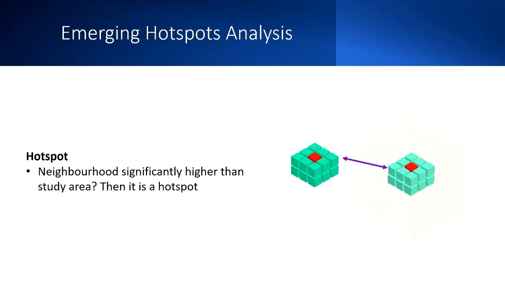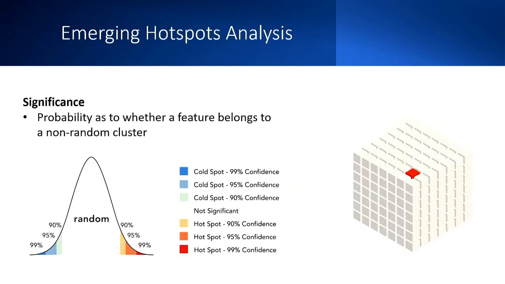It is only the feature and not the neighbourhood that is highlighted as a hotspot or a cold spot. The emerging hotspot tool then assigns each bin with a probability measuring how likely it is to belong to a non-random cluster of high values, hotspot, or cluster of low values, cold spot.